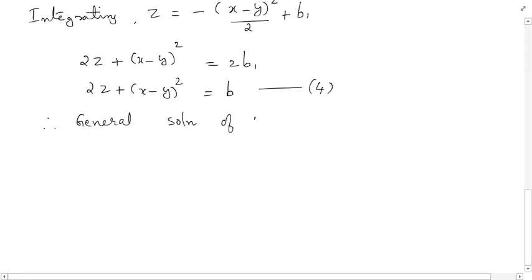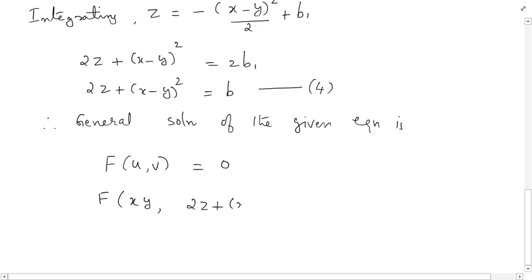The general solution of the given equation is of the form f of u, v equal to 0, where in this case u is xy and v is (2z plus x minus y) the whole square, that is equal to 0. So this is the final solution.